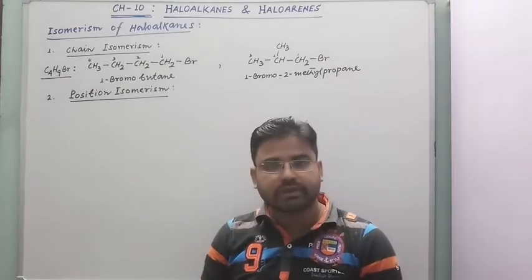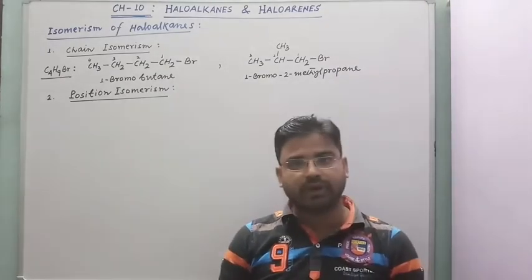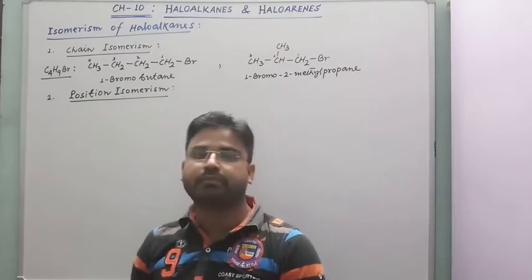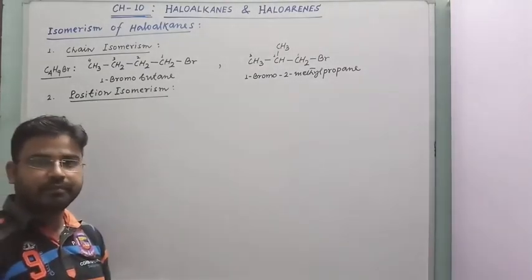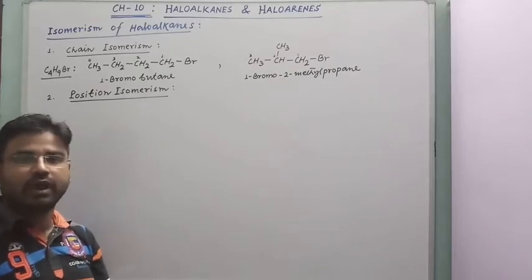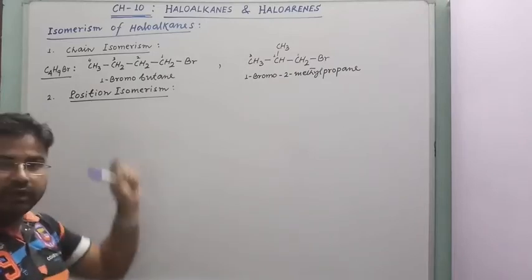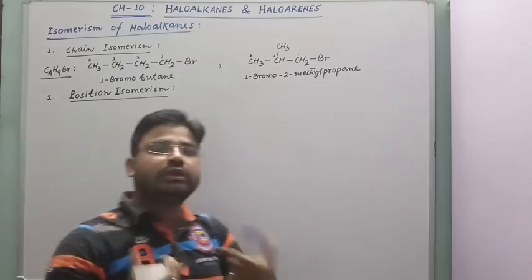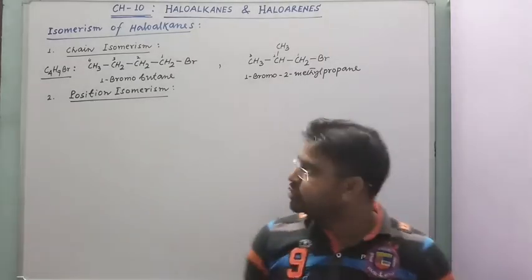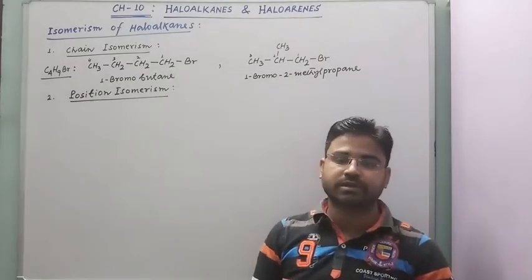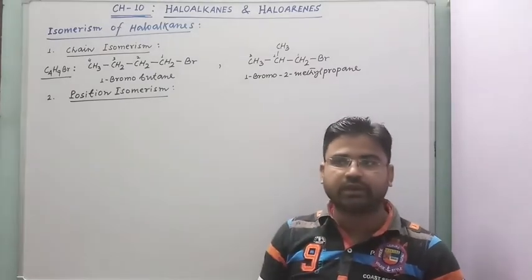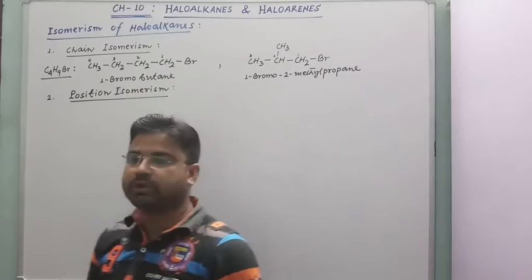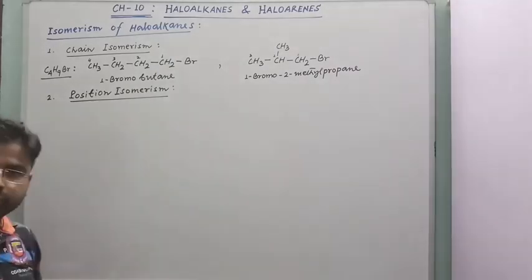The compounds having the same molecular formula but different positions of halogen atoms are called position isomers, and this phenomenon is called position isomerism. So, haloalkanes having more than 2 carbon atoms can show position isomers. More than 2, that means minimum 3 carbon. So only with a minimum of three or more carbon atoms will position isomerism be shown.